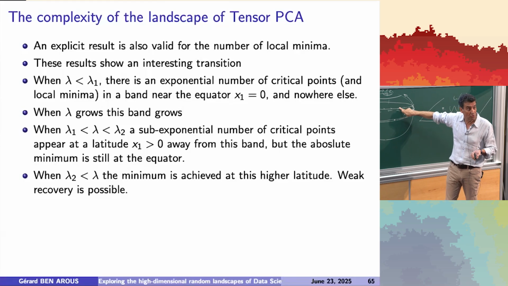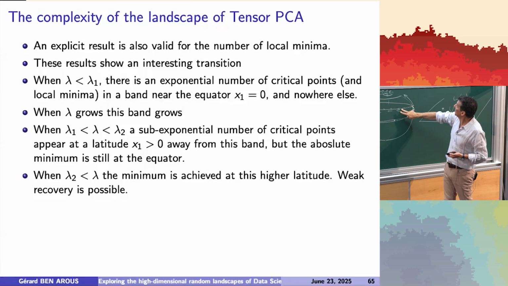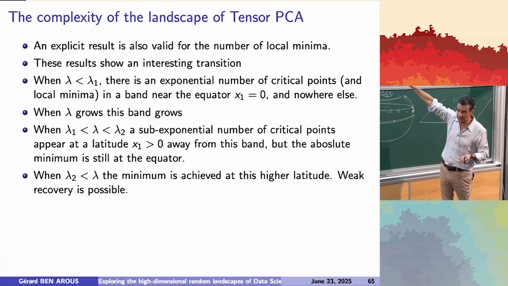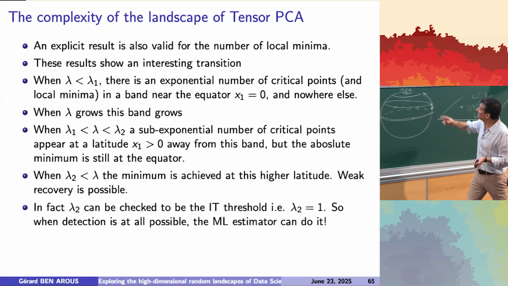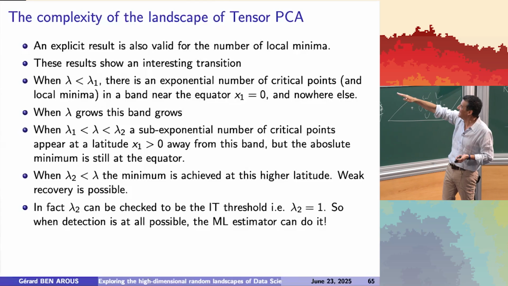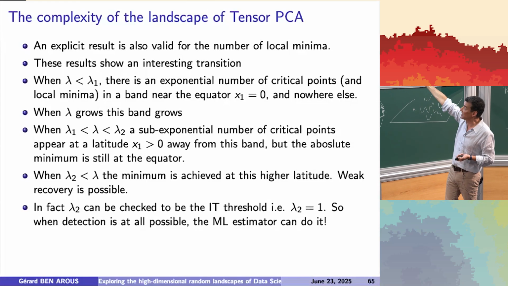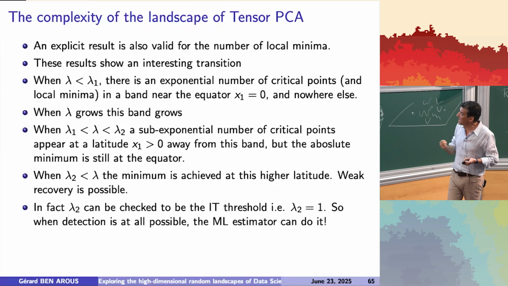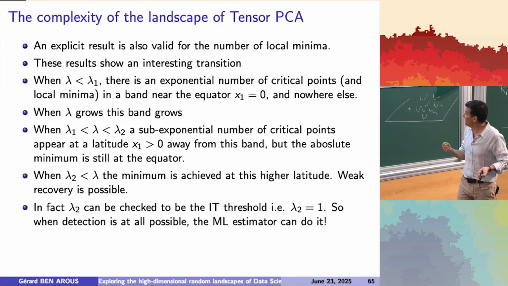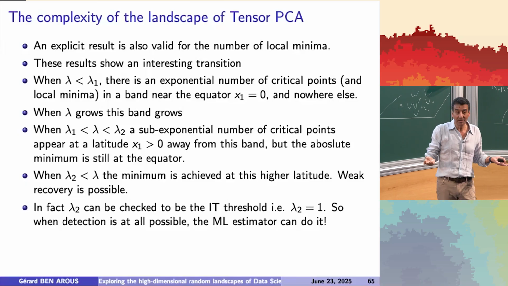So now this is good news. The minimum is correlated with the truth. Lambda 2 is what you put? I forgot, that's the threshold, yeah. Lambda 2 can be checked to be the IT threshold, so I decided it was 1. So when detection is at all possible, the maximum likelihood estimator does it.